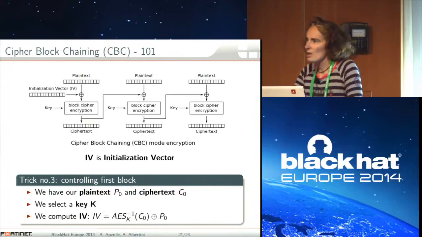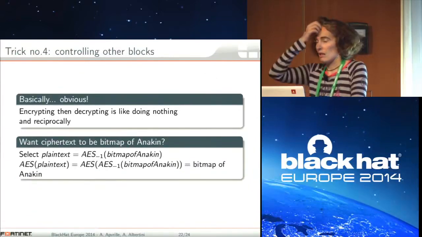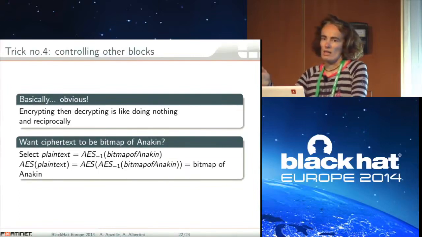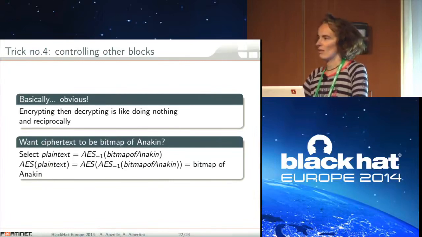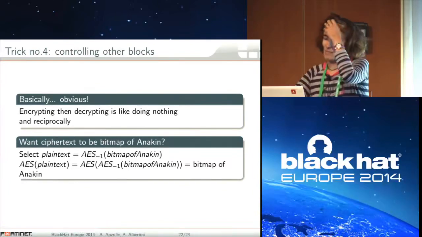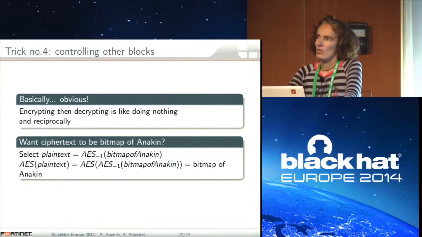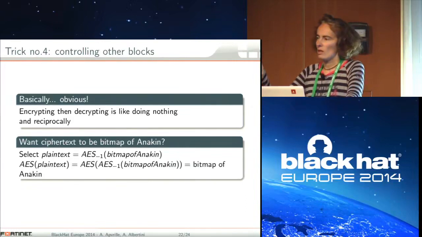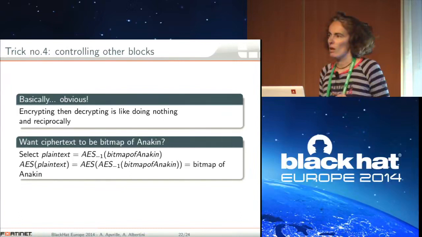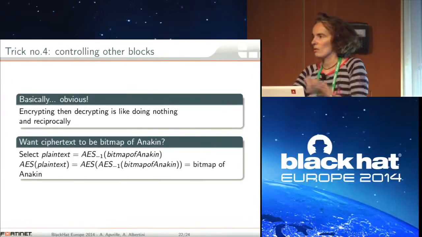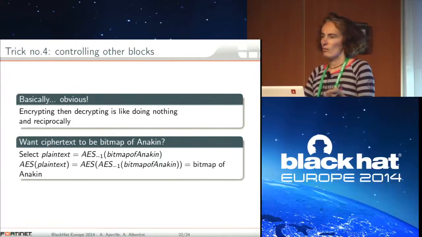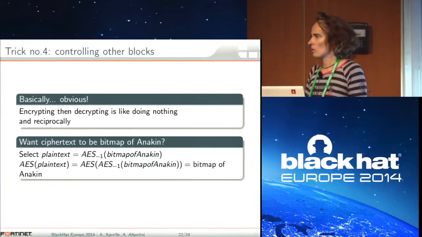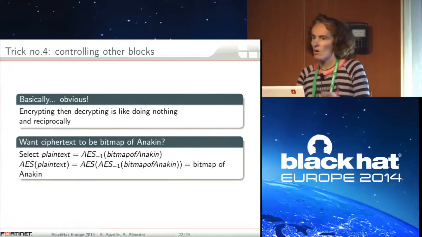For the other blocks, we are using another trick. It's really based on a very simple remark, which is that whenever you are encrypting something that you have previously decrypted, you get back the identity, or reciprocally, if you're decrypting something you have just encrypted, you get back the initial plaintext. Otherwise, anyway, encryption would not be working. So, in our case, again, we want our ciphertext to look like the bitmap, the pixels of Anakin Skywalker. So, how can we achieve that? Well, if we select our plaintext to be the decryption of those pixels, like decrypt bitmap of Anakin, then when we re-encrypt it, it will be encrypt the decrypted bitmap of Anakin. And that equals, of course, the bitmap of Anakin Skywalker. So that's how we can get the result we want.